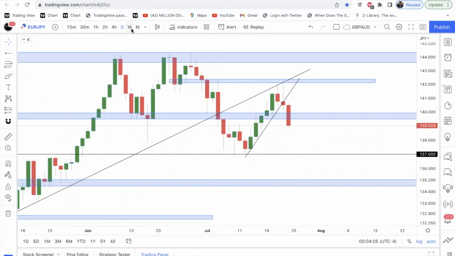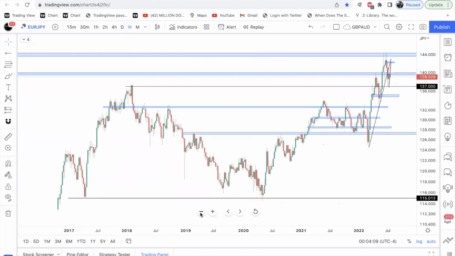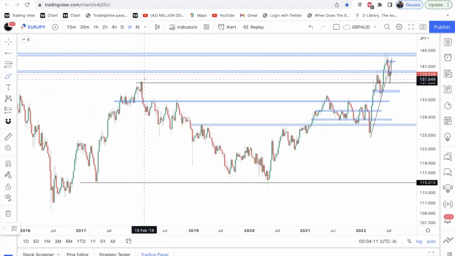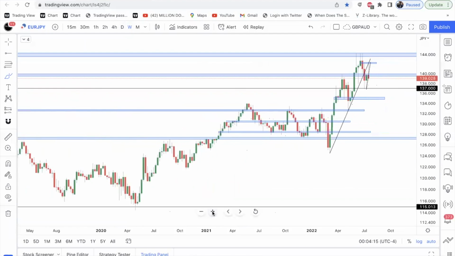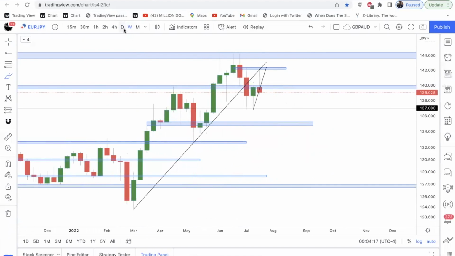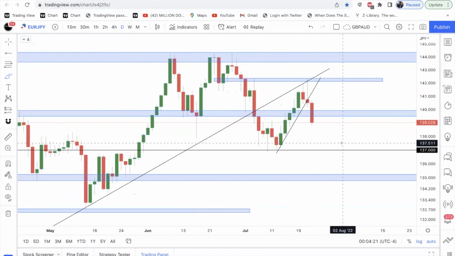All right. Now if we look at that on the weekly, that's around this top of supply, right? Where price had a major move away. So it's not a coincidence that price found support there and bounced. All right, so now I'm expecting price to come back down towards 137.